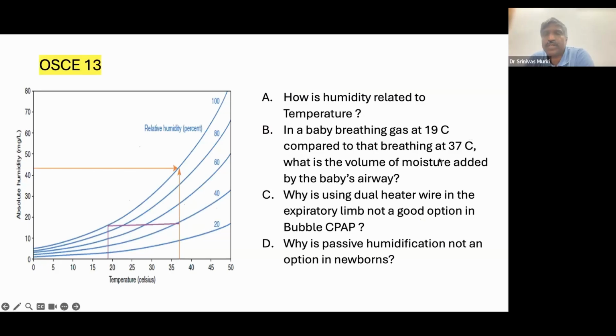Temperature can help in holding moisture, correct? Increased temperature, greater capacity to hold moisture. You're right, Raja. How much volume of water vapor do we need to add? So we have seen from here 19 and 37. You can see the graph and identify.